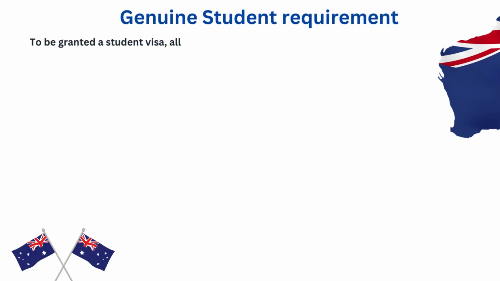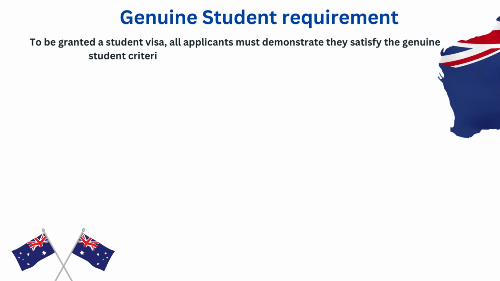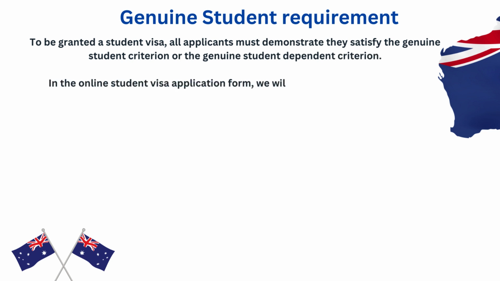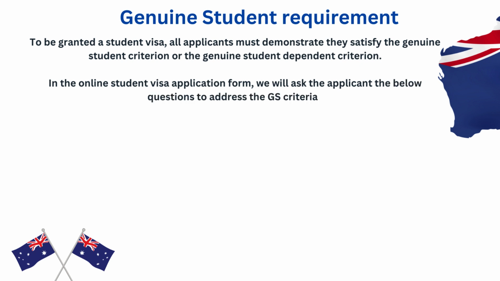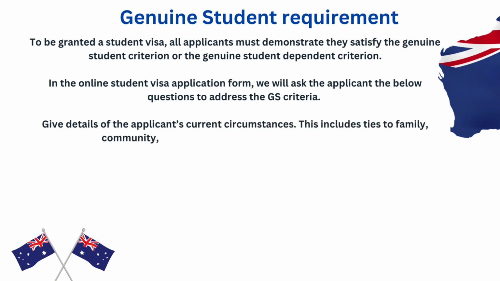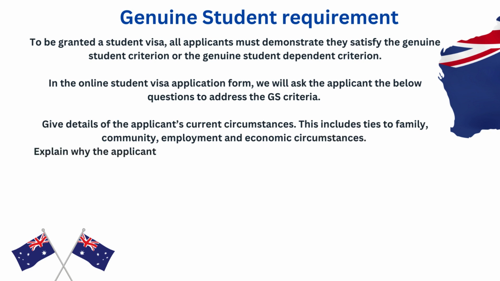To be granted a student visa, all applicants must demonstrate they satisfy the Genuine Student Criterion or the Genuine Student Dependent Criterion. In the online student visa application form, we will ask the applicant the below questions to address the GS criteria. Give details of the applicant's current circumstances. This includes ties to family, community, employment, and economic circumstances.